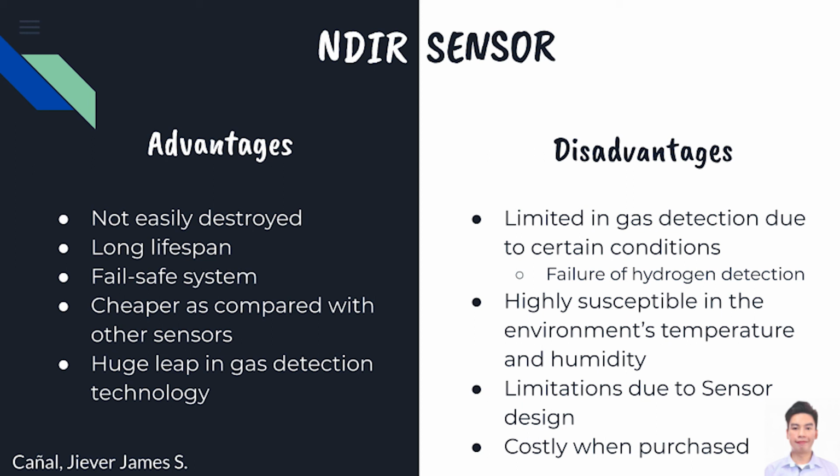As compared with other sensors like catalytic bead sensors, it is much cheaper. Since NDIR sensors are one of the newly produced sensors, it can be a huge leap in gas detection technology. The disadvantages of the sensor are that, firstly, it is limited in gas detection due to certain conditions, like its failure of hydrogen detection. NDIR sensors cannot detect hydrogen because this gas does not absorb infrared light. Since hydrogen is one of the most dangerous gases because it is flammable and combustible, it can also lead to potential risks and danger.